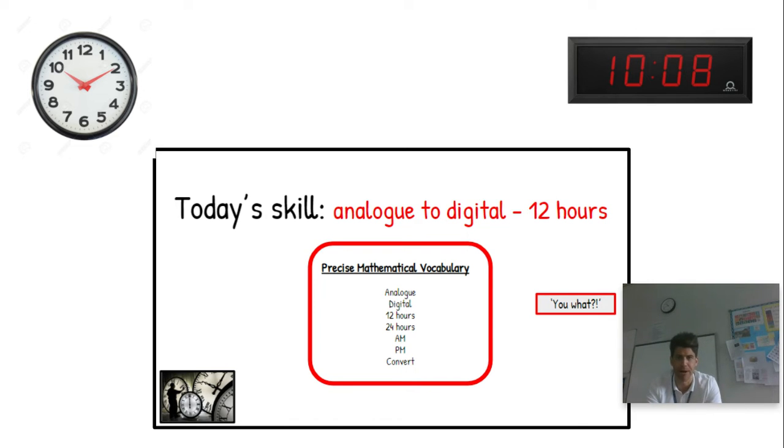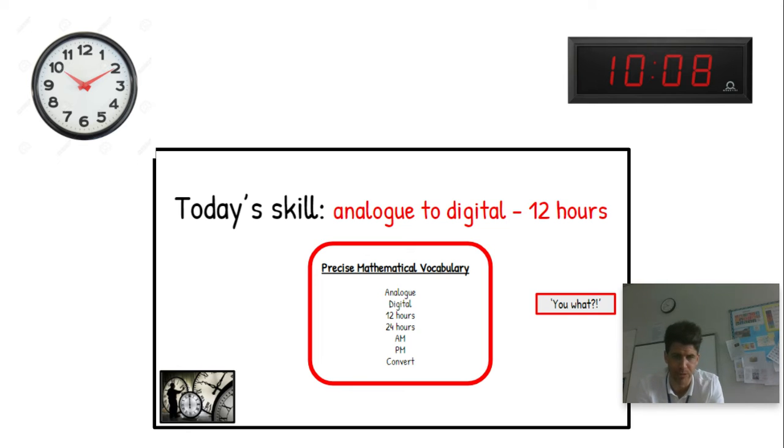Let's look at precise mathematical vocabulary. So analog, that's the analog clock in the top left corner. A digital, that's a digitally laid out clock, which you see on the top right of the screen. I've written it 12 hours and 24 hours because clocks are often split into 12 hours instead of 24 hours. So today we're going to look at 12-hour clocks. Tomorrow we're going to look at 24-hour clocks.